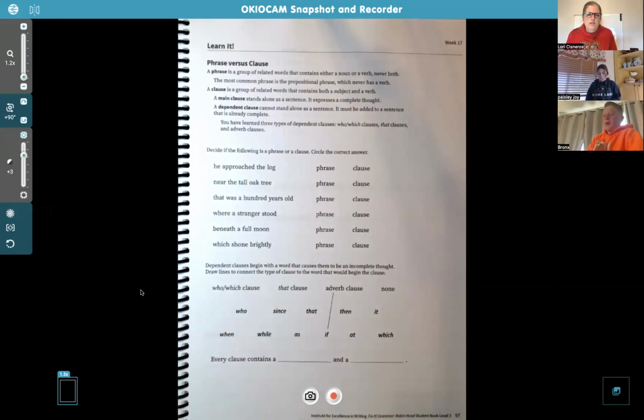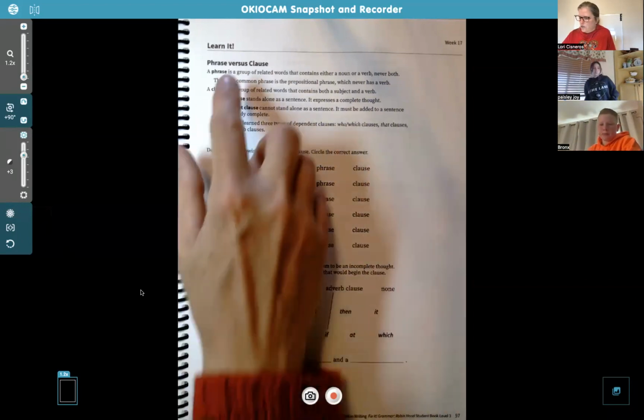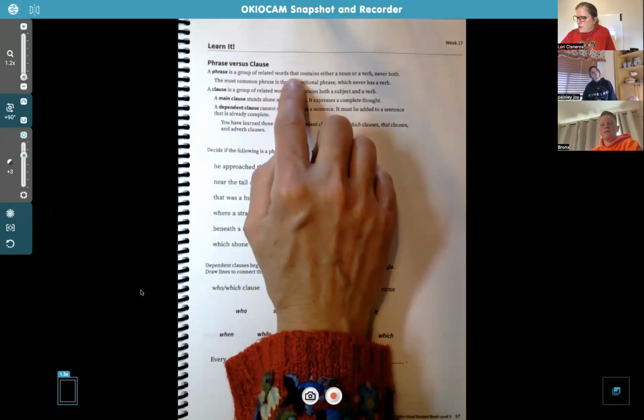Phrase versus clause. That's what we're going to talk about today. So those are two different things. They are both groups of words, but they're a little different. So a phrase is a group of related words.